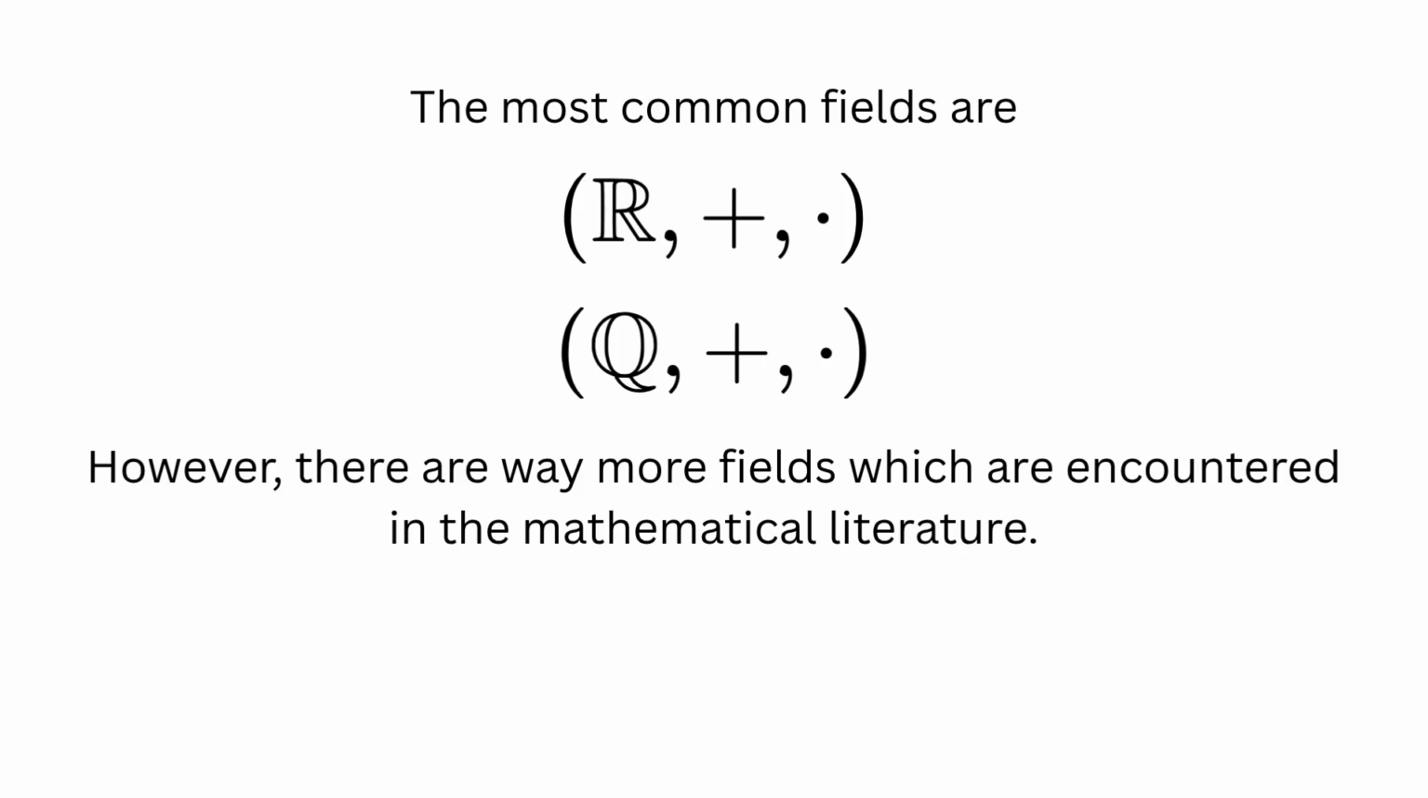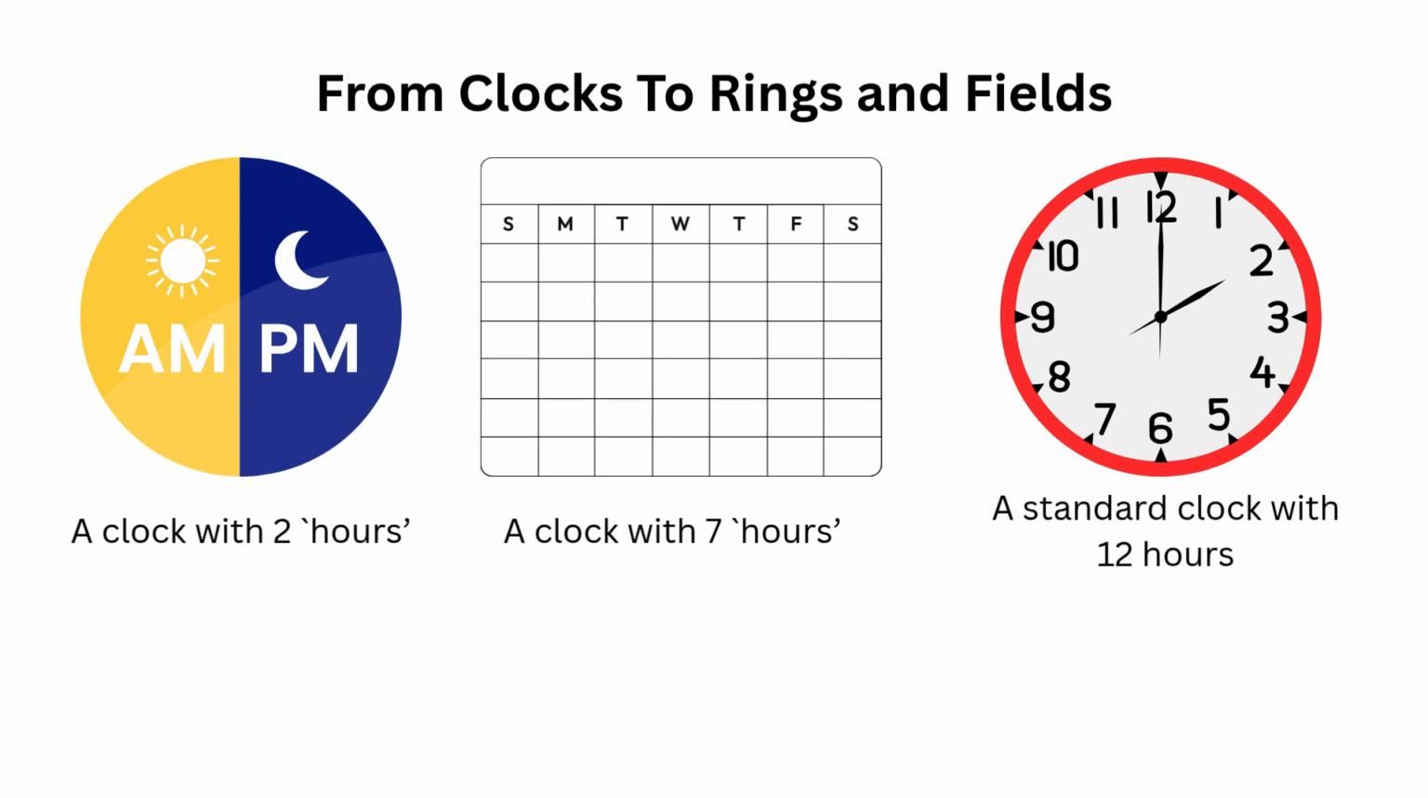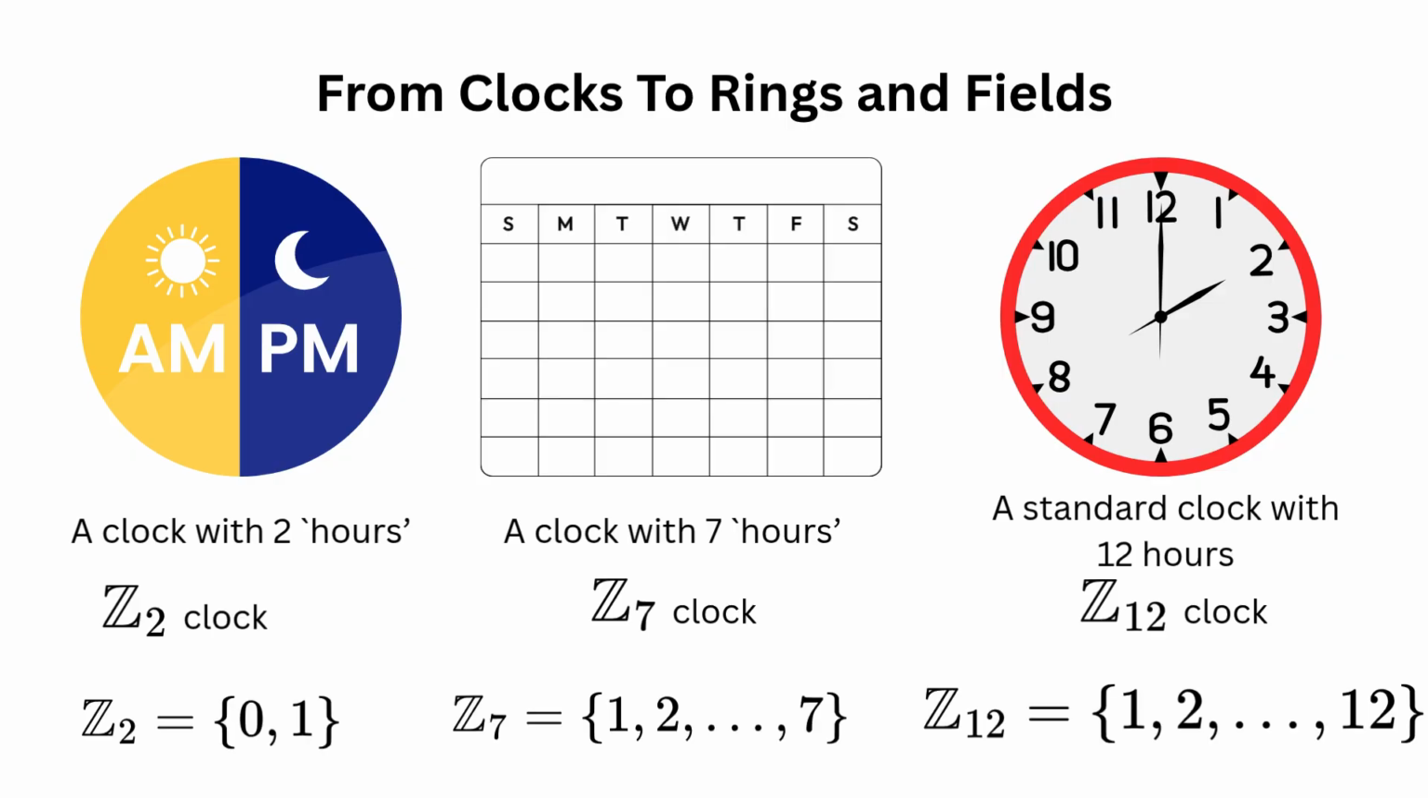However, in addition to these familiar fields, there are many more. We will construct an important series of such fields motivated by our calendar days and clocks. Let's name a clock by the letter Z, borrowed from the set of integers, with an index equal to the number of hours of the clock. Mathematically, the clock is identified by a set which contains as many distinct elements as the number of hours of the clock. Most often, the elements are chosen to be the first natural numbers starting at 0 or 1.